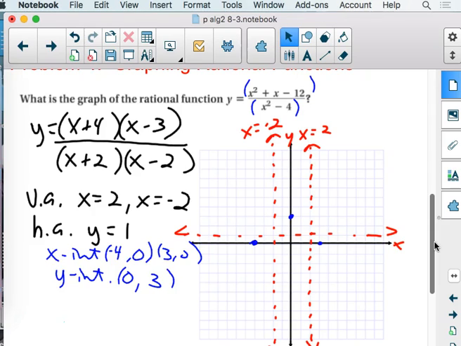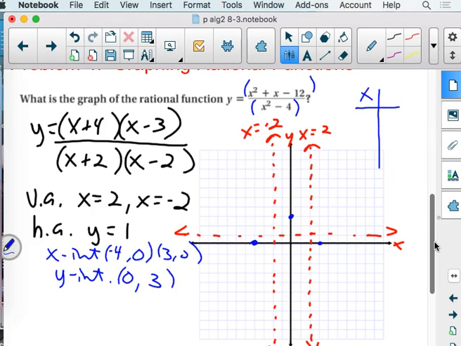So now what we would do is we would definitely go on the test to our table feature, and we would say, okay, I need some stuff to the left of -2, but I only really need 1 point because I already know what it's doing. So 1, 2, 3, if I put -3 in, that should be good. See what that is, and then I'll make it approach my asymptotes. So -1.2.